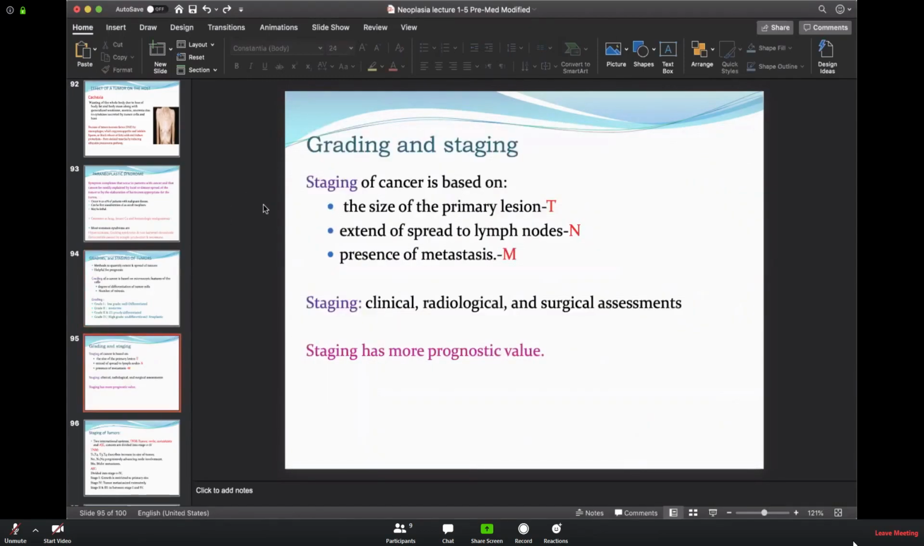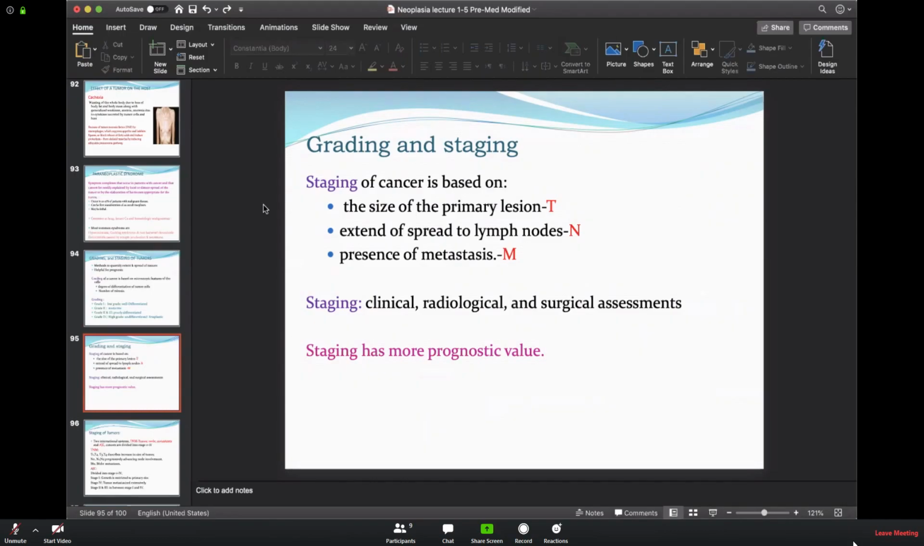So for grading and staging, what system do we use? We use the AJCC, the American Joint Committee on Cancer, and they update their system based on data and evidence, so there is an update every 1 or 2 years. For staging, in the AJCC, we use the TNM system. T refers to the tumor, N refers to lymph nodes, and M to the presence of metastasis.